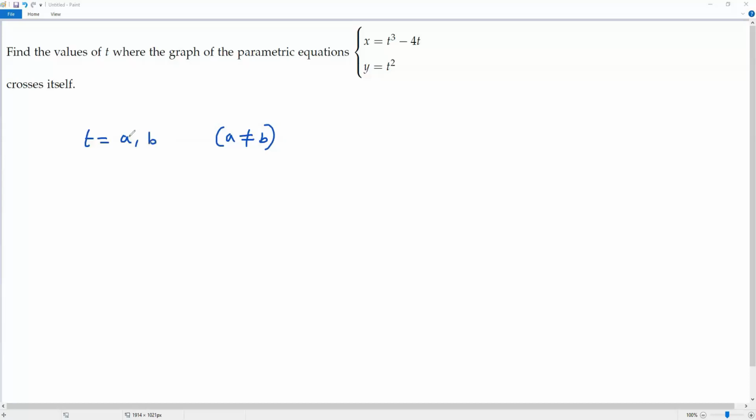Okay, so to find the values of a and b, what I need to do is find the Cartesian coordinates corresponding to these two values of t. That is, first I have to find the Cartesian coordinates corresponding to t is equal to a. To get them, I have to plug in t is equal to a into the given parametric equations. When I plug in t is equal to a into the first parametric equation, I'll be getting a cube negative 4a, that is the x coordinate.